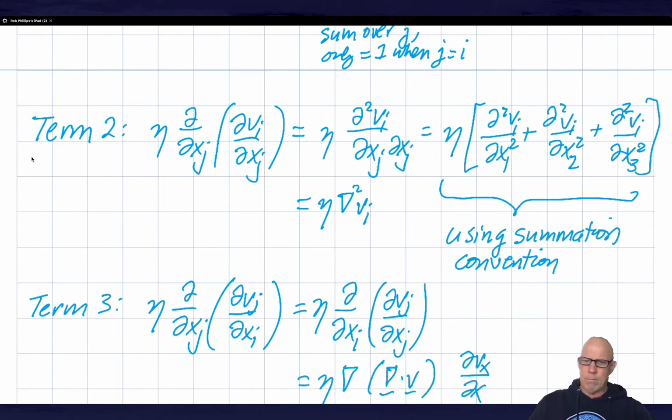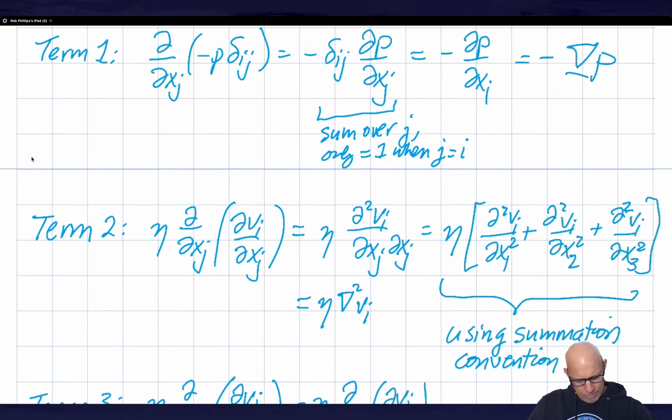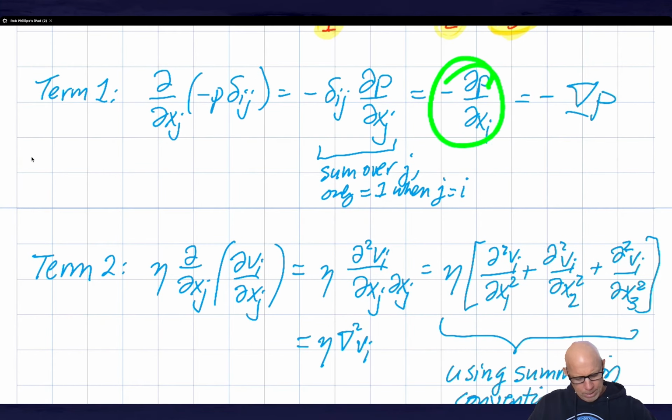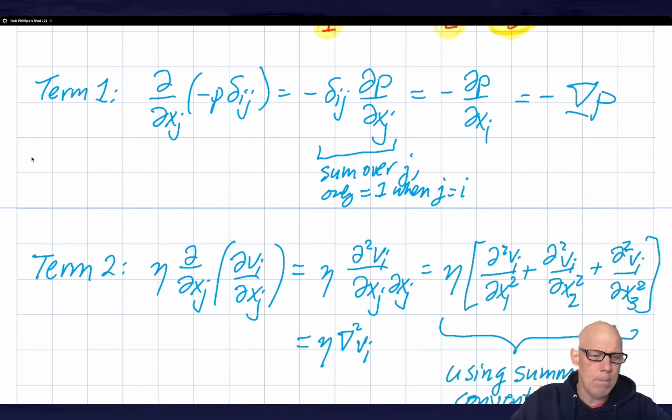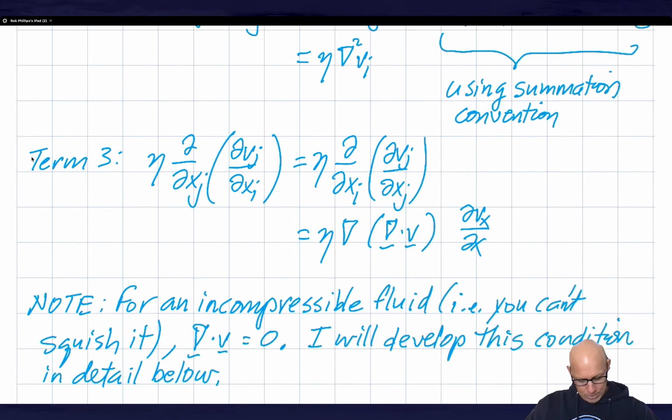So that's good. What do we have thus far? We have minus dp by dxi. We have eta times the Laplacian of vi. You recall this from the diffusion equation. This is basically, as I said before, diffusion of momentum. It's diffusion of velocity, because there are regions with higher velocity and regions with lower velocity, and so they're coupled by this sort of diffusion thing.